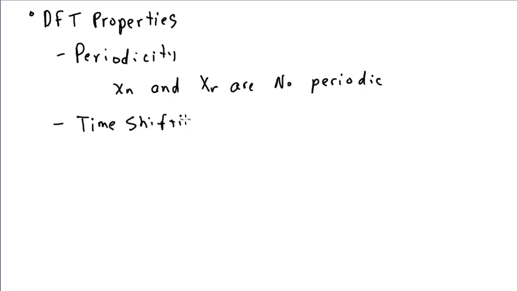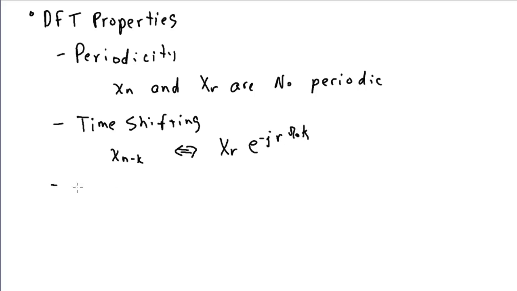And then some other properties that can be proven from the definition. One is the time shifting property. If the discrete Fourier transform of a shifted version of my x of n sequence, shifted to the right by k, in the transform domain, that's equivalent to multiplying the x of r sequence by e to the minus j r omega 0 k.